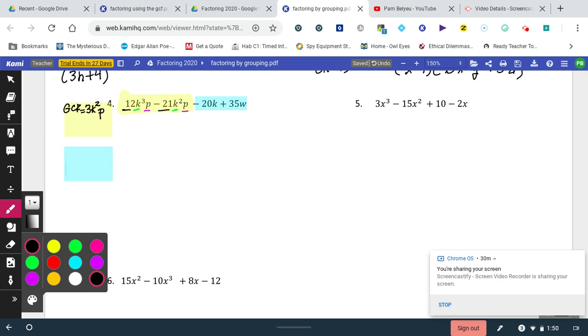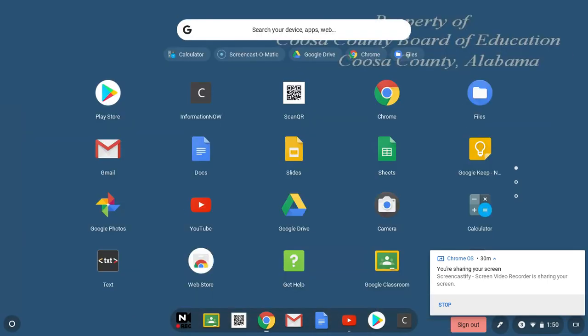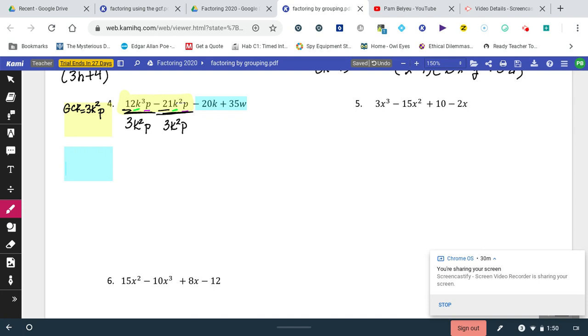So I'm going to divide each term by 3k squared p. And I'm just worried about the terms that are in yellow, in the yellow block. Again, that's why it's good to have a highlighter. It helps keep it organized. 12 divided by 3 is 4. These p's will cancel. But k cubed divided by k squared, I'm going to subtract those exponents. 3 minus 2 is 1. So that just leaves me with k to the first, which is k.